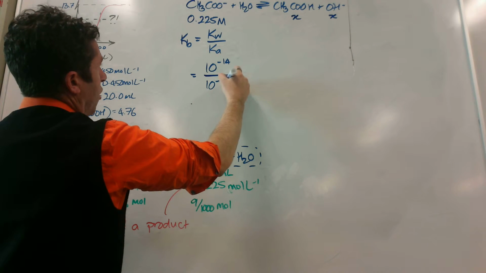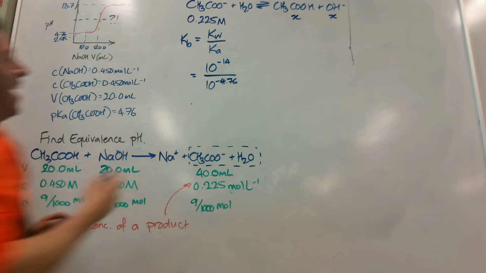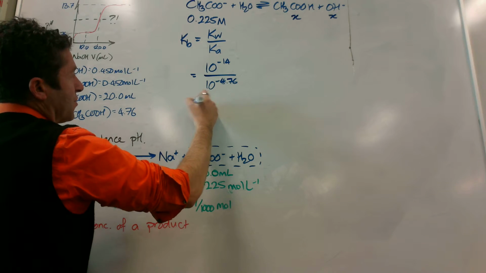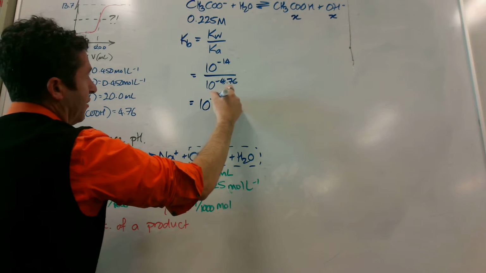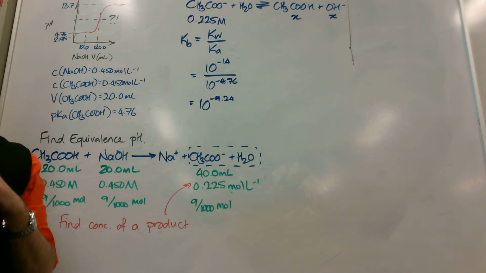Divided by 10 to the negative 4.76. And if we're good at it, we shouldn't need a calculator for this. It's 14 minus 4.76 for our exponents. 10 to the negative 9.24. So I now have the Kb for ethanoate ions.